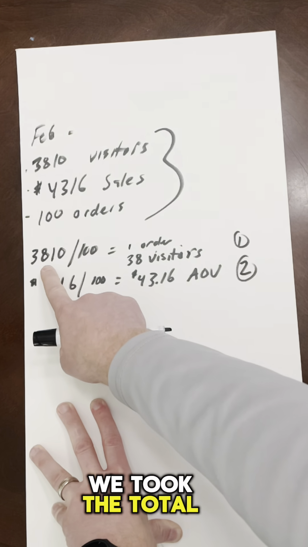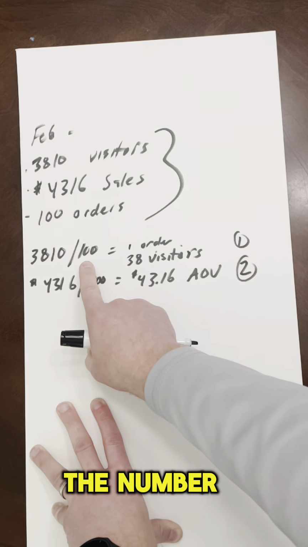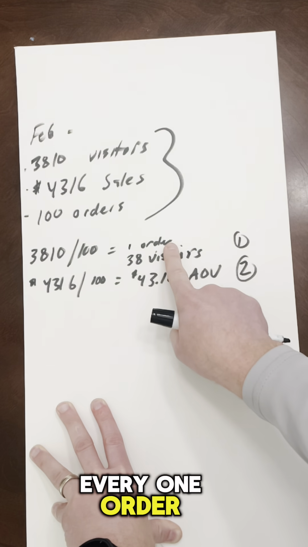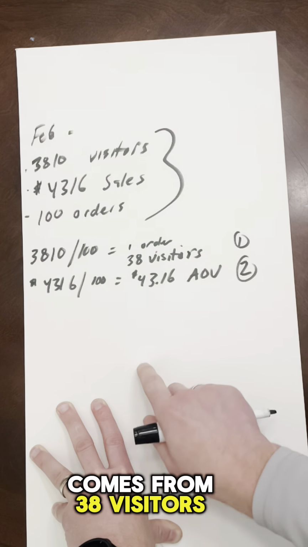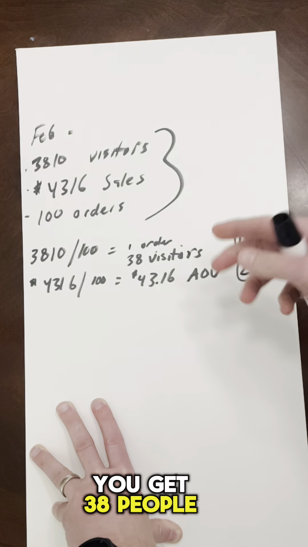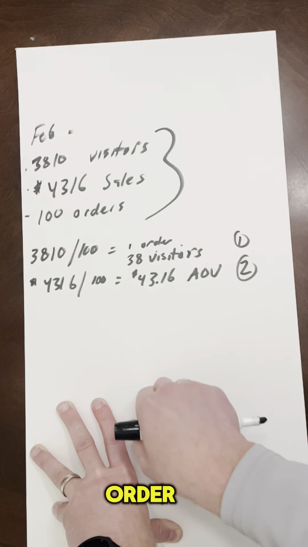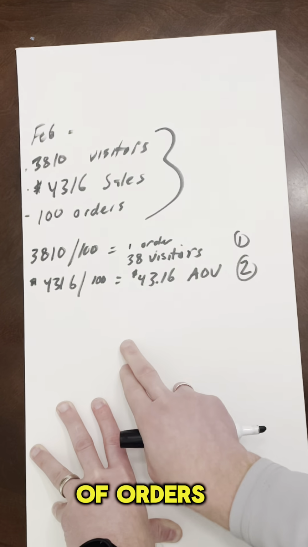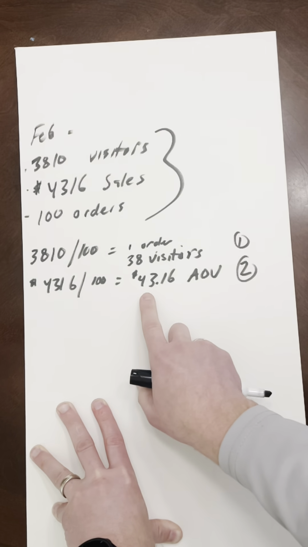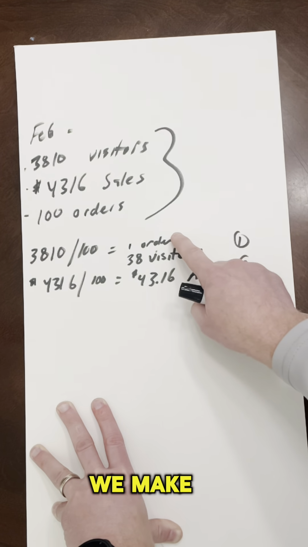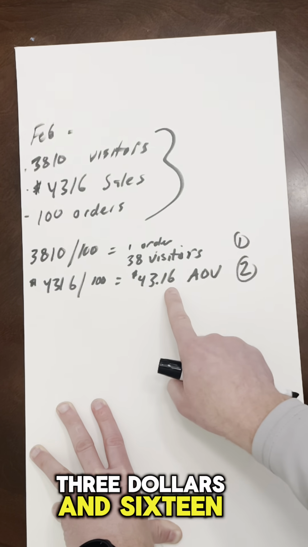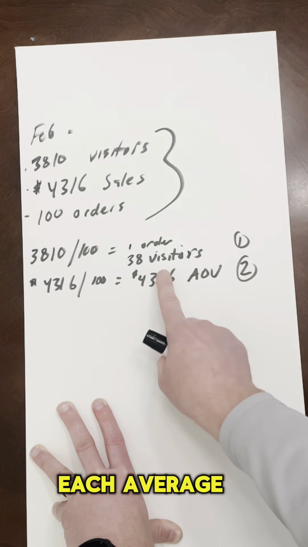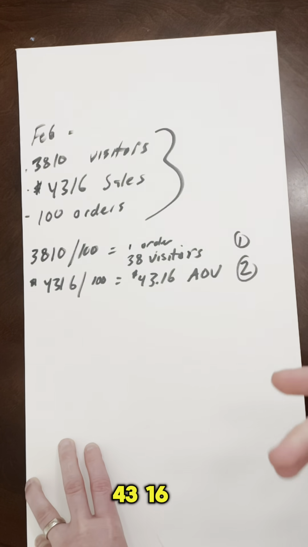We took the total number of visitors and divided it by the number of orders. So visitors divided by orders. This tells us that for every 1 order, there are 38 visitors. So if you get 38 people to your store, you're going to get 1 order. And then we took the number of sales, $4,316, divided by the number of orders. So here's your math: for every 38 visitors, we make 1 order, and it equals $43.16 average order value. So each average transaction is $43.16.